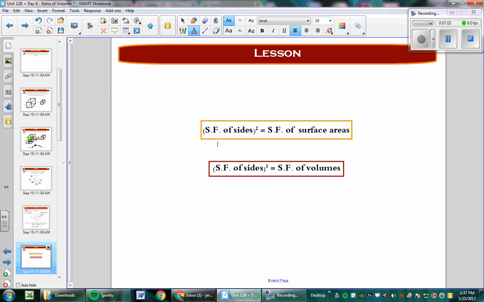So here's our formulas. Like I said in the beginning, with areas or surface areas, if I take the scale factor of the sides and square it, I get the scale factor for the surface areas. But if I take the scale factor for the sides and cube it, I'll get the scale factor for volumes. So that's our formula. You should pause it to make sure everybody has that written down, and we'll move on.